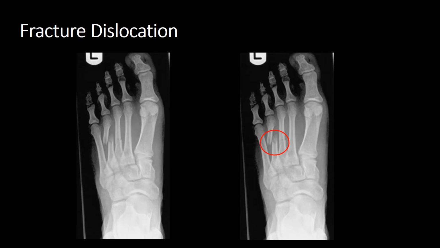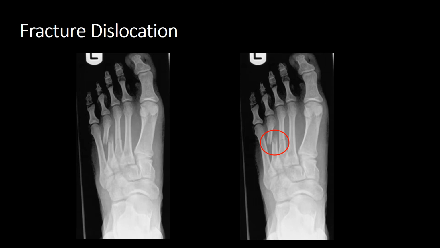The thing that you have to really worry about with this injury is whether there are further more subtle injuries that are associated with it. So what's the thing that I keep talking about with foot x-rays? That's right, a fracture dislocation at the base of the second metatarsal, otherwise known as a Lisfranc fracture dislocation.